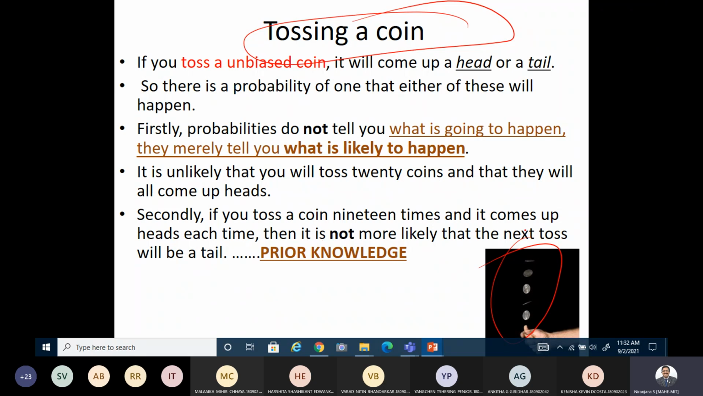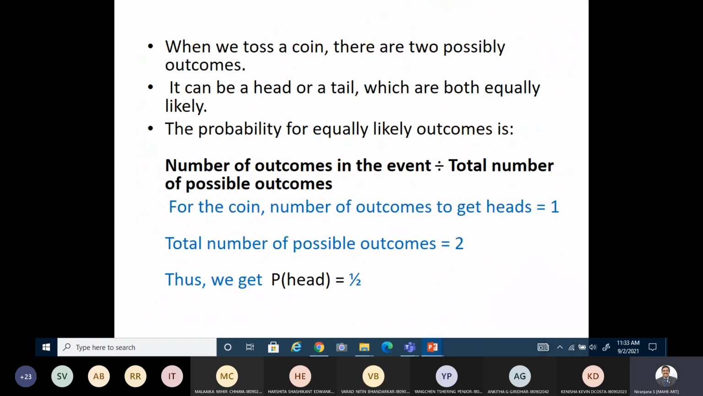But when you do all this kind of experiment, there is a term which we call prior knowledge. What is that prior knowledge? Anyone? Anyone, prior knowledge of tossing the coin?